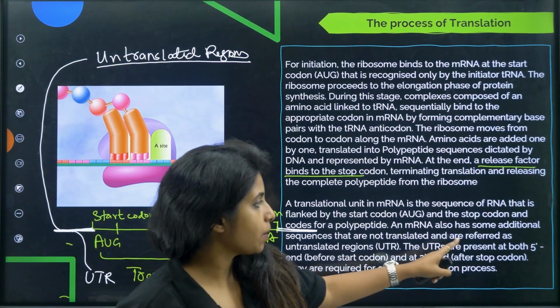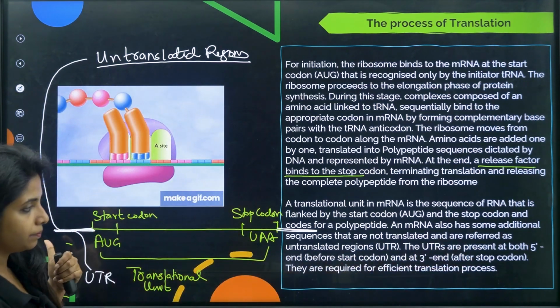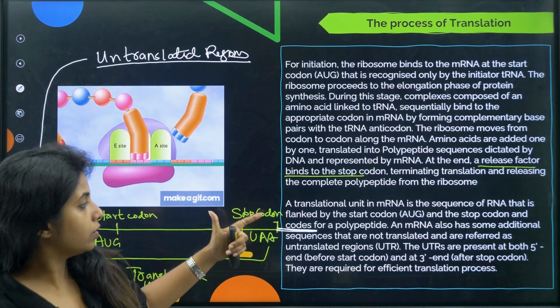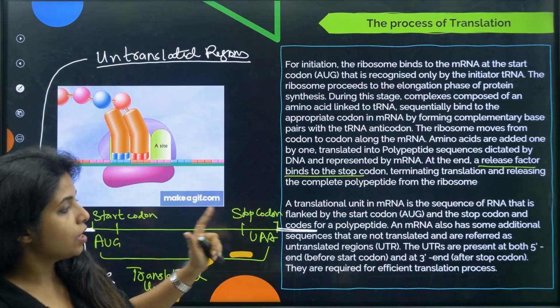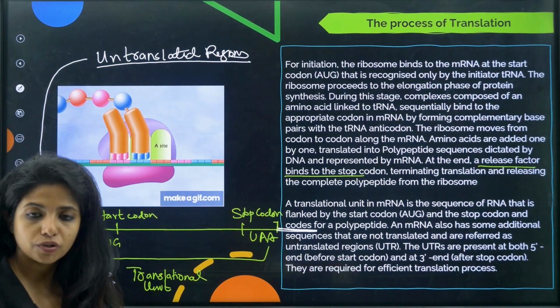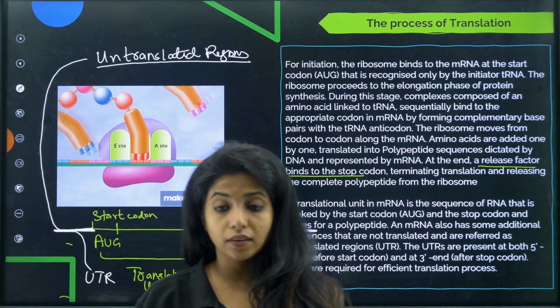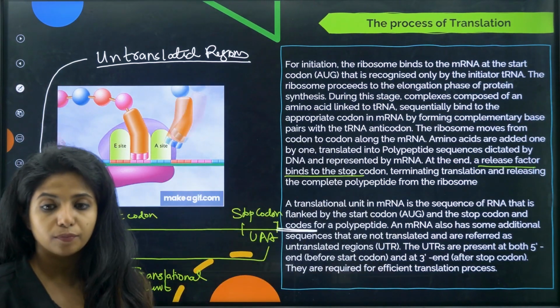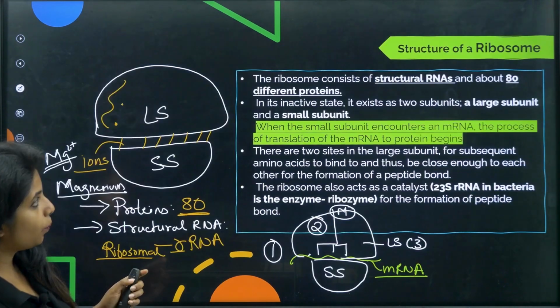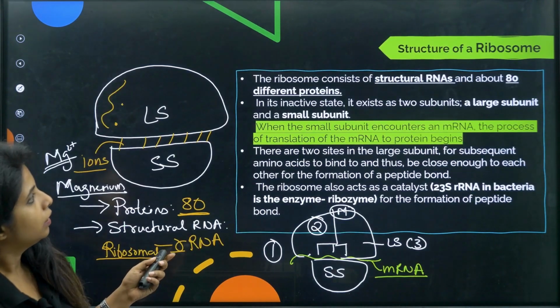Now the UTRs are present at both the 5' end and 3' end, that is before the start codon and after the stop codon. Okay, they are required for efficient translation process. So if they are not there, obviously you won't understand that, okay, this is the place where translation has to begin. Okay, I hope this helps.